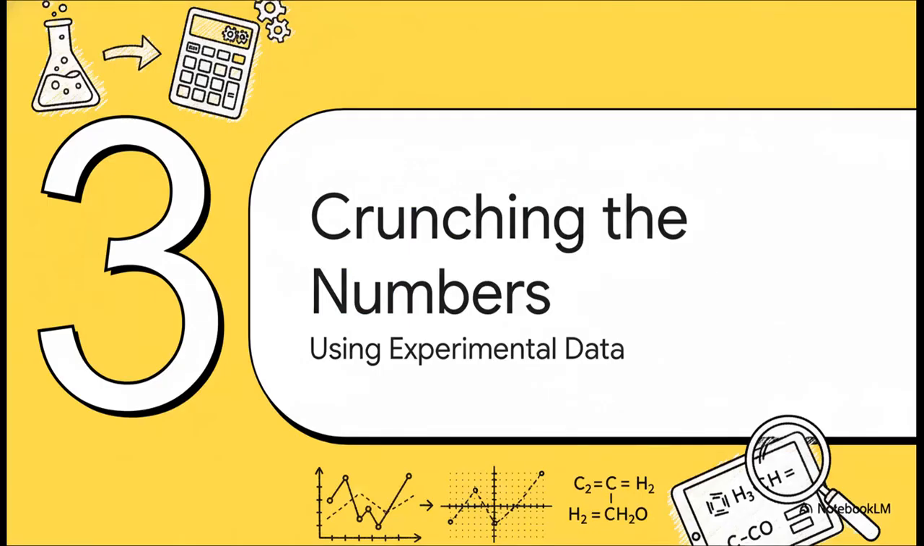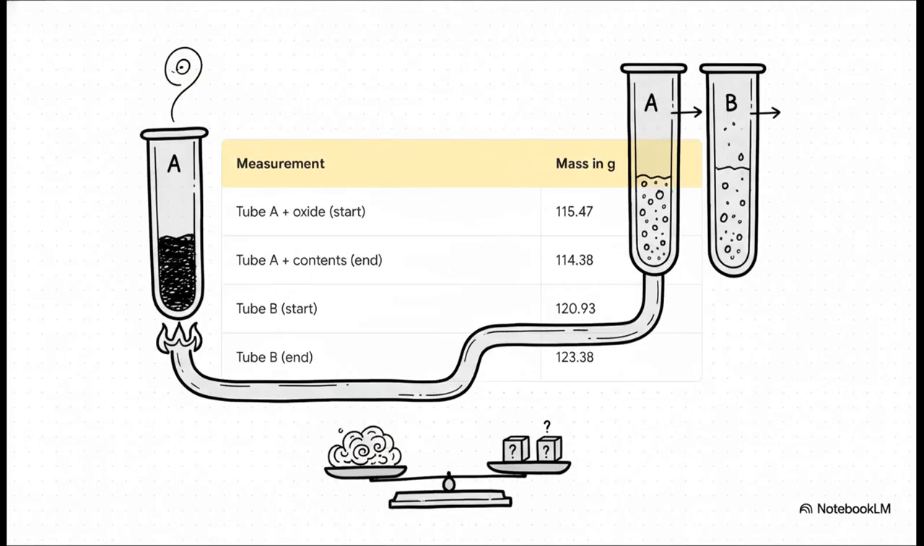Okay, enough with the theory for a minute. Let's get to the fun part, the numbers. It's time to take the raw data from the experiment and actually make sense of it. So, here are the results from the teacher's experiment, laid out in a table. Just to recap, 2A is where the reaction happened. It started with the copper oxide. 2B was there to catch all the water that was made.